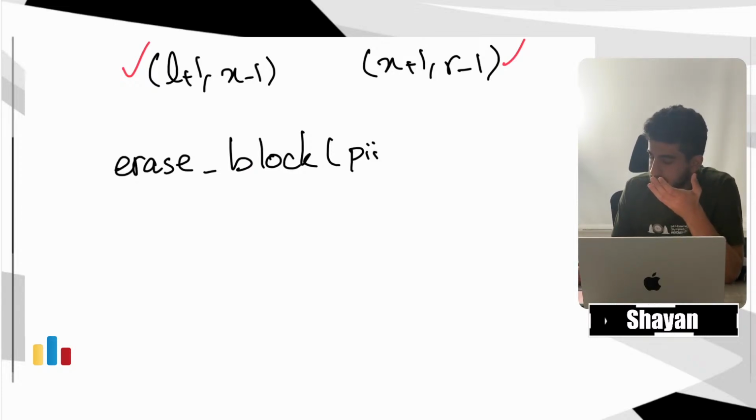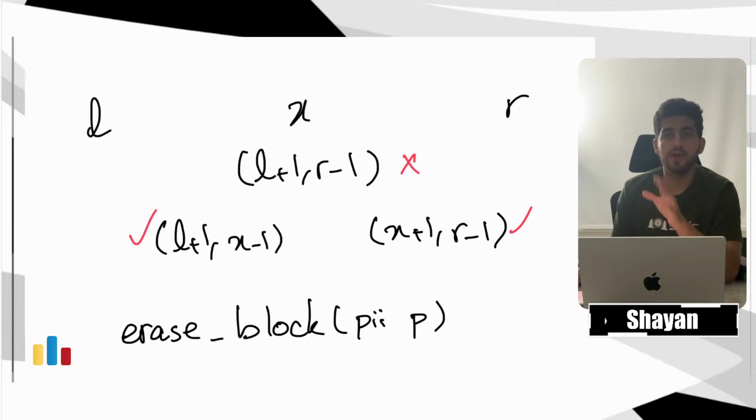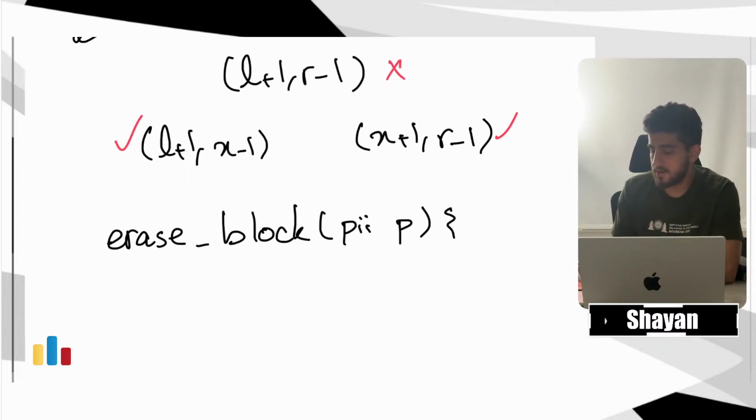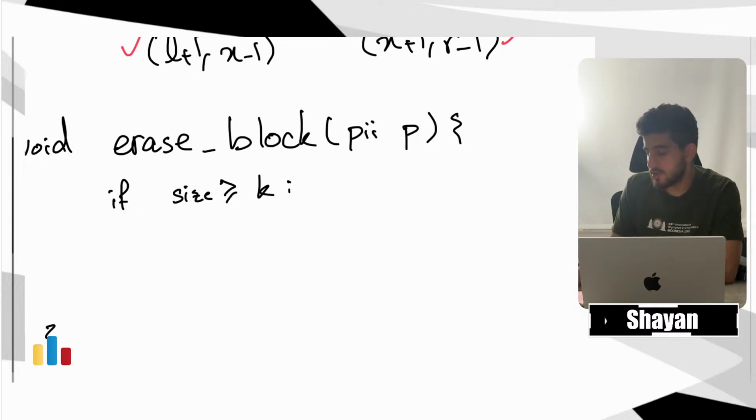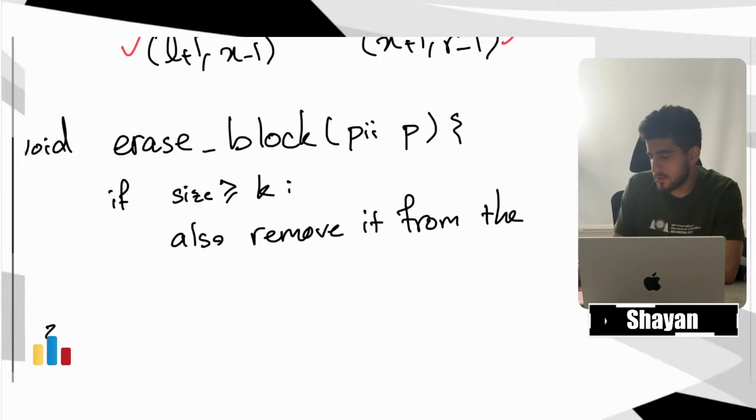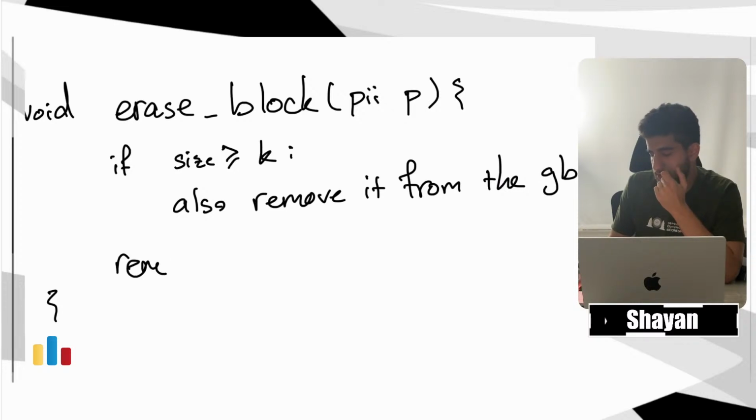Instead of just saying blocks dot erase something, let's make them some function. So void erase block that gets some p. You just need to say that if the size was greater than or equal to k, I'm using pseudocode in here, you need to also remove it from the good blocks, and then remove it from the blocks.